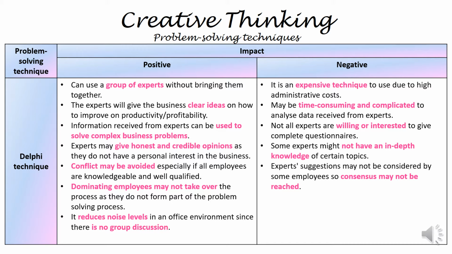Now, remember, we've identified a problem that we have to solve, and they might give us a good idea on strategies that we can use, action plans that we can use to solve our problem. The information that we receive from them can be used to solve complex business problems. As I said, these people are experts, so it's not like we're approaching a random person on the street that doesn't know what they're doing. Because these people are experts in their field, they obviously know what they're doing, and their solutions will be credible, right? We can use some of their solutions.